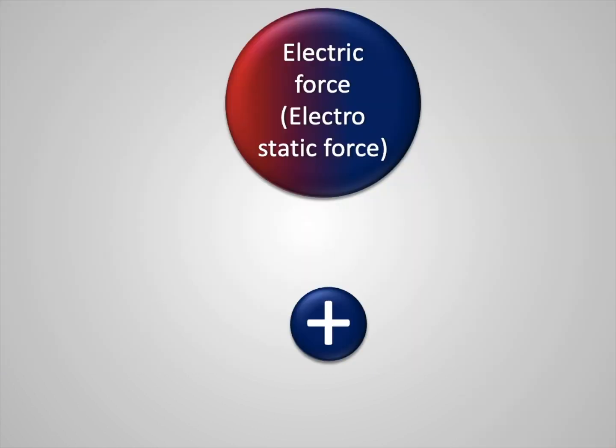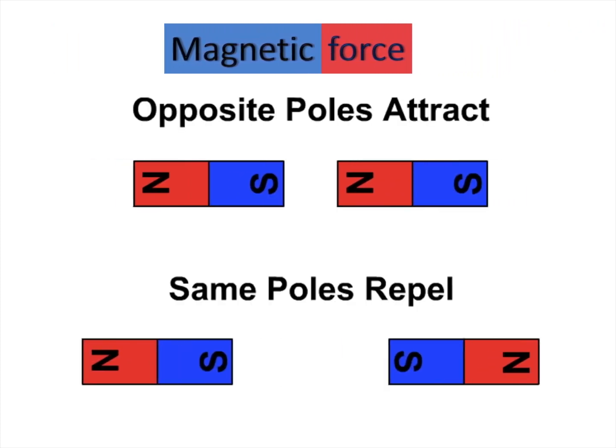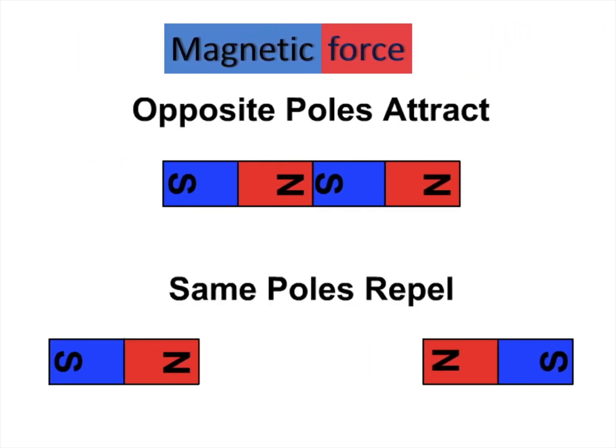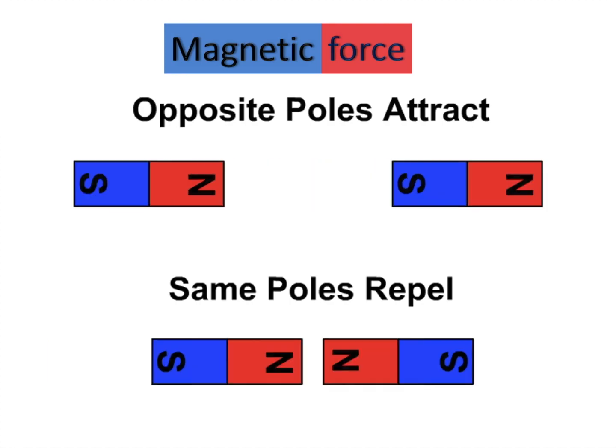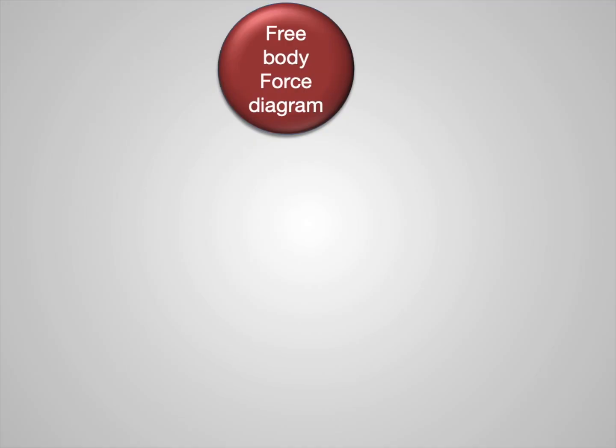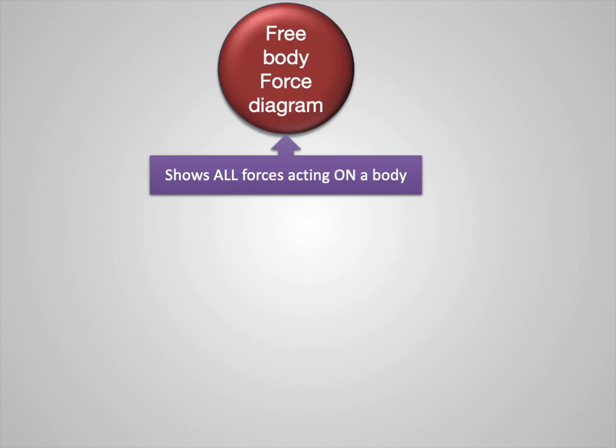Electric force or electrostatic force, which is the repulsion between two like charges or the attraction between two opposite charges. Then you have magnetic force, like poles repel and opposite poles attract. Now we are going to draw these forces on diagrams, which is called a free body diagram. A free body diagram shows every force acting on a particular body. You should not draw any forces given by the body. Every force should be acting on the body.